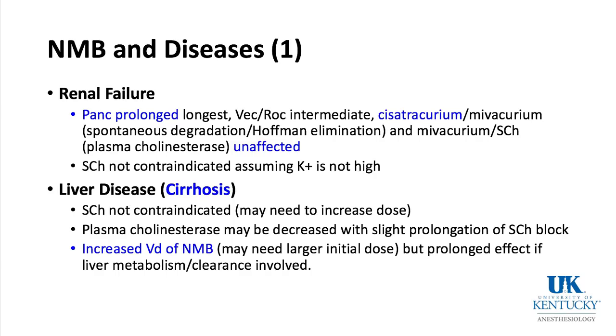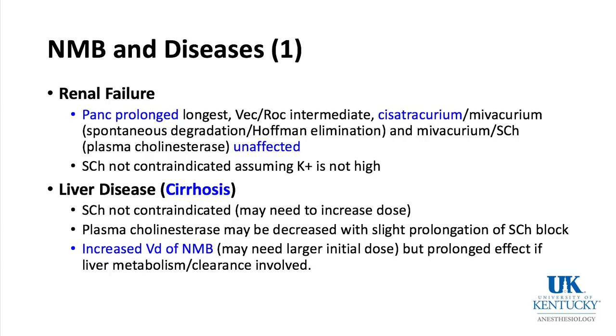Succinylcholine is not contraindicated, as we said, in renal failure, assuming that the potassium level is not high to start with. In the liver disease patient, for example cirrhosis, again, sux is not contraindicated because they have a lot of water space. I like to think of the cirrhotic patient as having all that ascites and water in their body, and these neuromuscular blocking agents, being polar or ionized molecules, are going to go to the water space. And you may actually have to increase the dose of succinylcholine because of that volume of distribution.